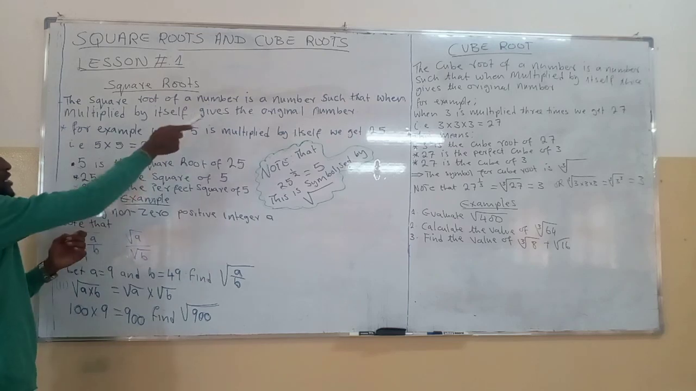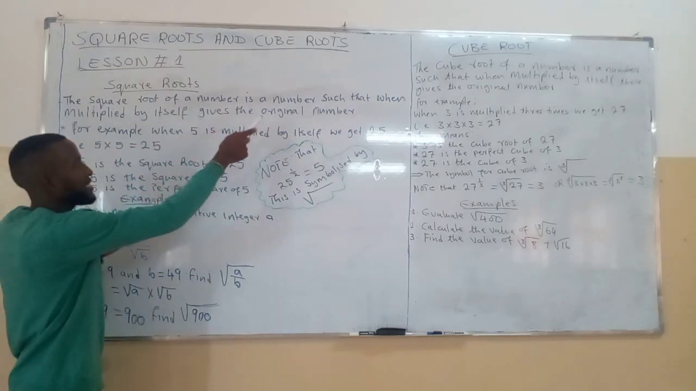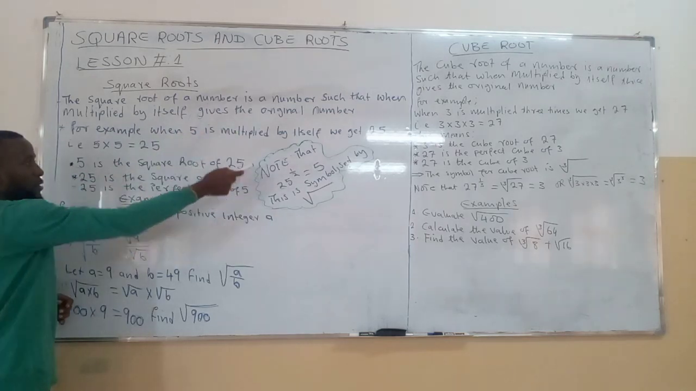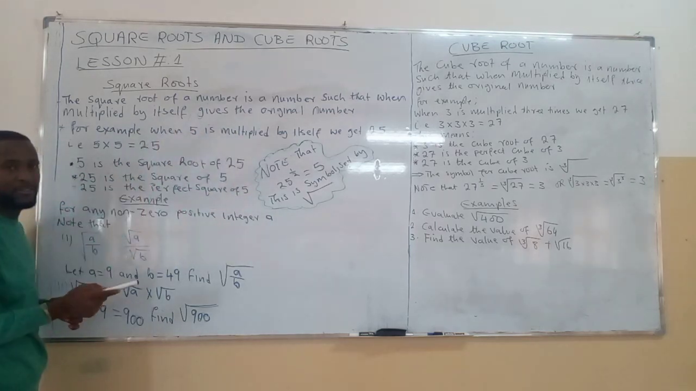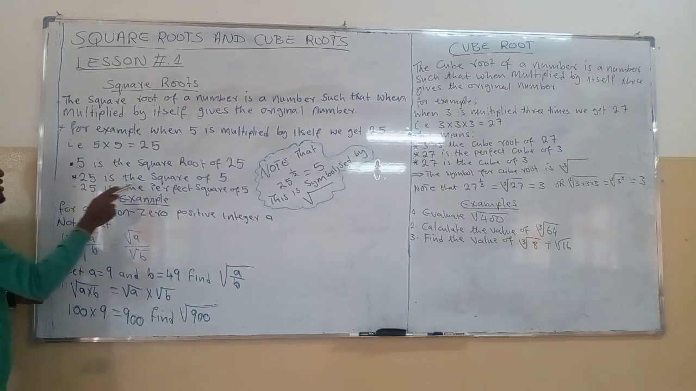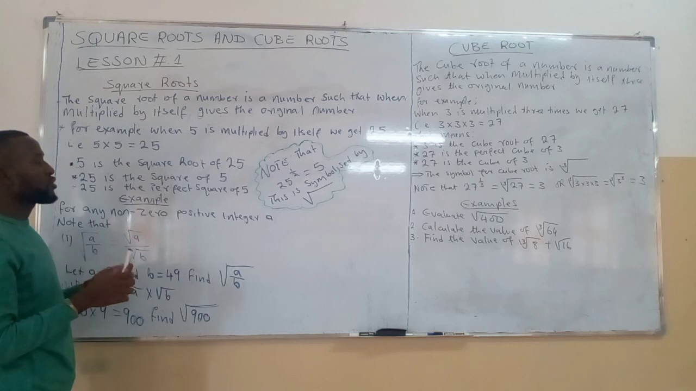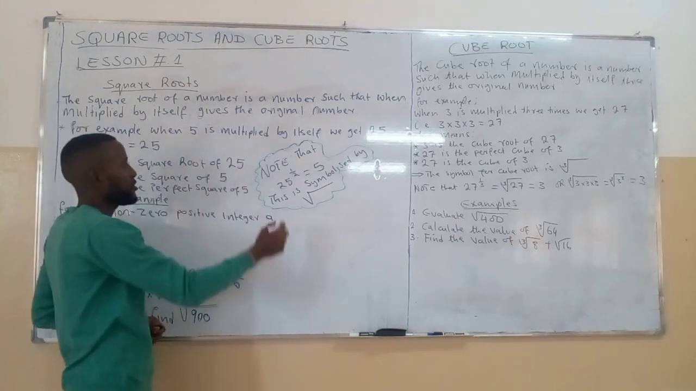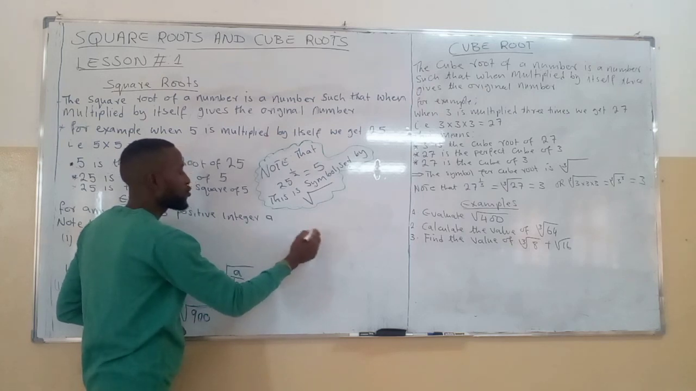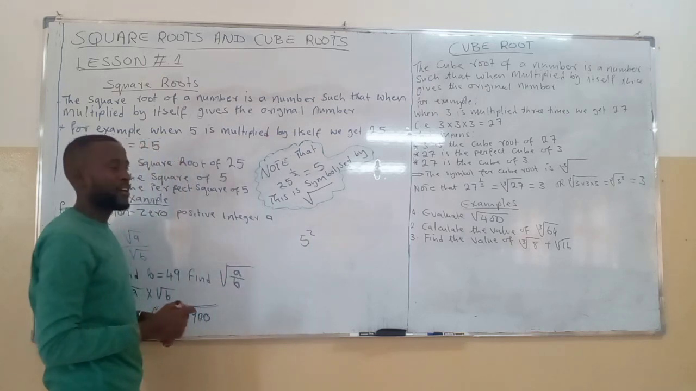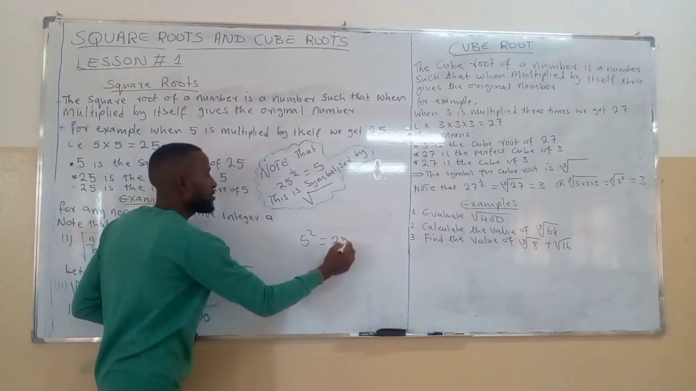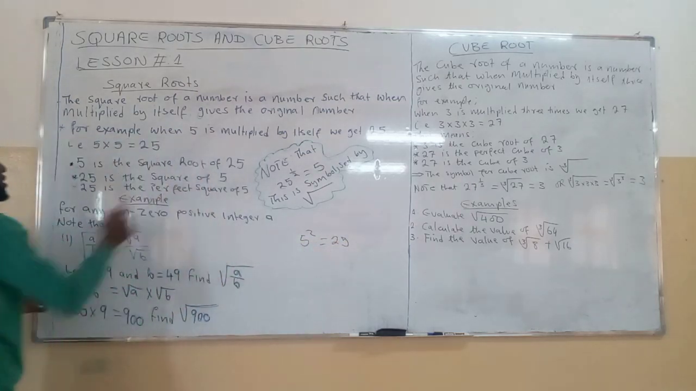And we said from the definition, a square root of a number is a number such that when multiplied by itself, gives the original number. And what is the original number? 25. So now we move on to say 25 is the square of 5. Let me just write. When I say 5 to the power 2, this 2 is more like we are saying the square. The square of 5 is 25. That is what this statement simply means.